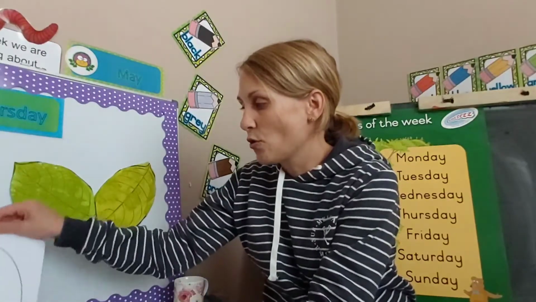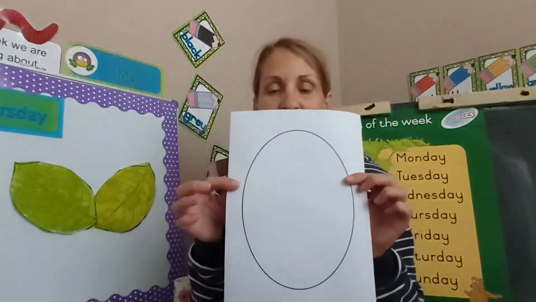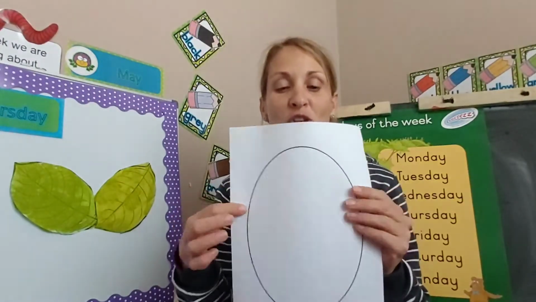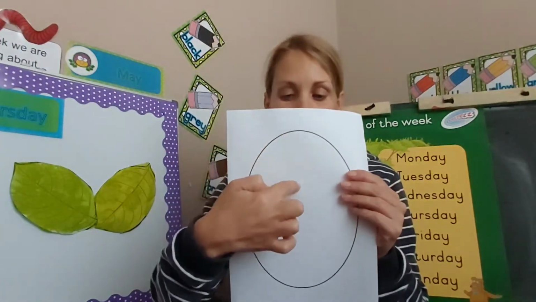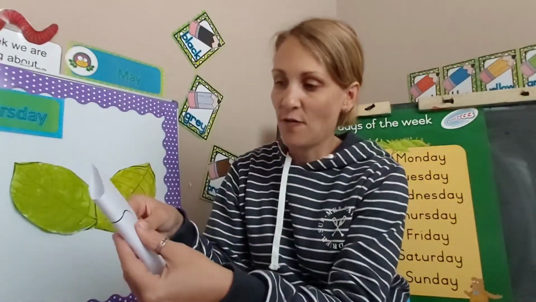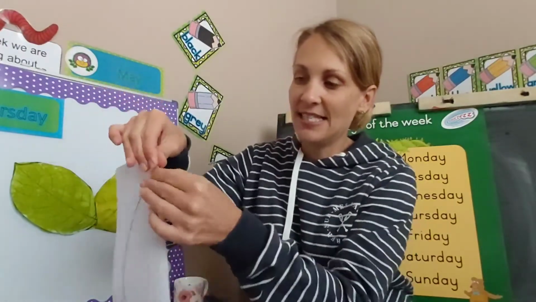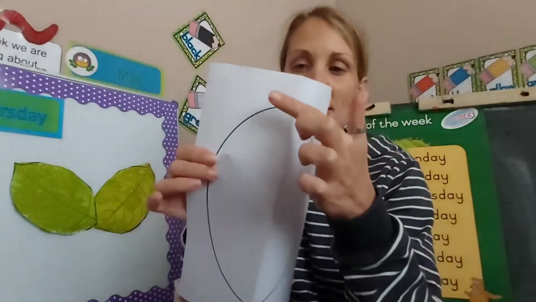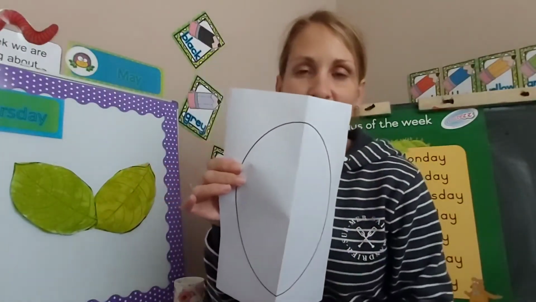Okay, the first one is I want you to get your oval shape that mommy or daddy has drawn for you. And what I want you to do is draw a line down the middle of your page. If you can't draw it, then I want you to fold it in half, so that you can see the middle part of your page. Do you see Mrs. Doster has folded it?